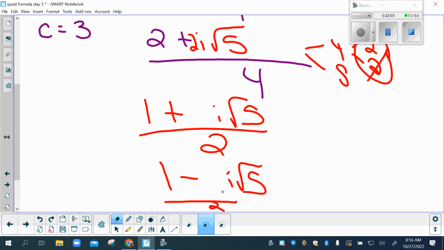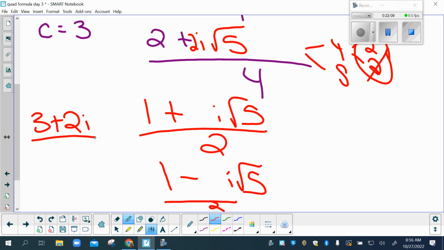Oh, so watch this. What if I got 3 plus 2i? It's gotta be reducible, sorry. Let me make that 4. 4 plus root 5 over 2, you with me? Watch how nice it is. 2 plus 1. The square just goes away.